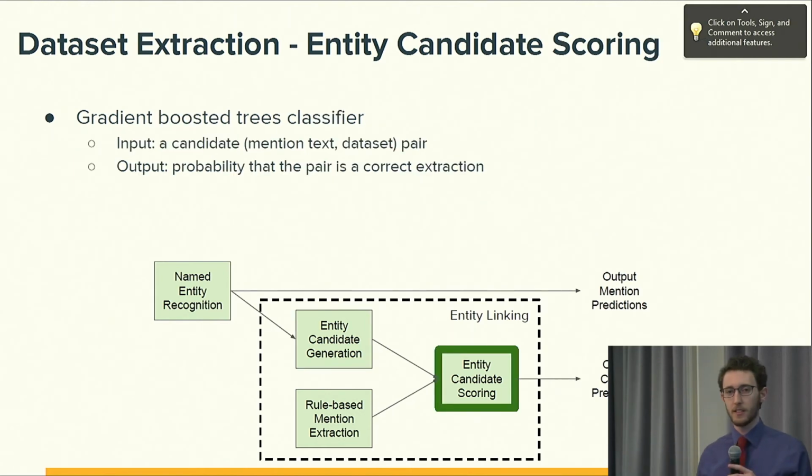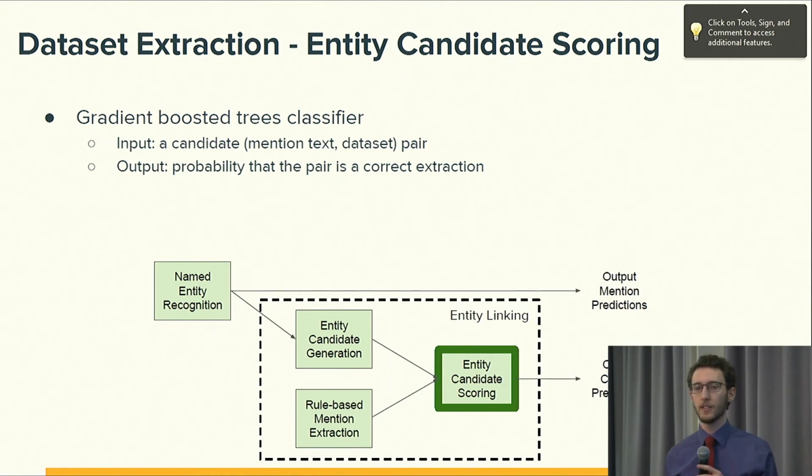So once we have these candidates, both from NER plus candidate generation and the string search method, we need to figure out which of these candidates are actually correct. To do this, we use a gradient boosted trees classifier that takes as input a candidate. So the candidate is a mention text in a dataset pair, and then outputs the probability that this pair is a correct extraction. And it does this based on a set of hand-engineered features.